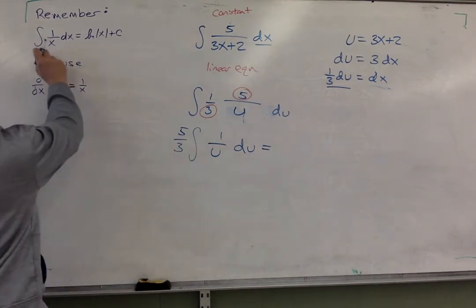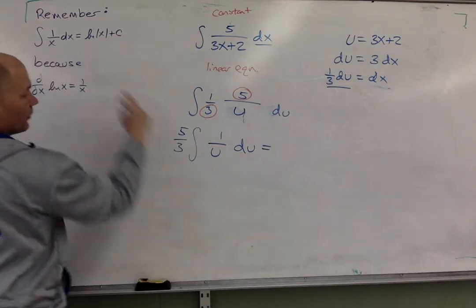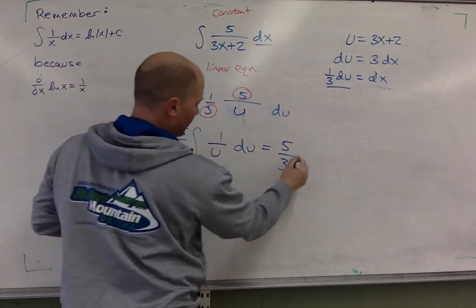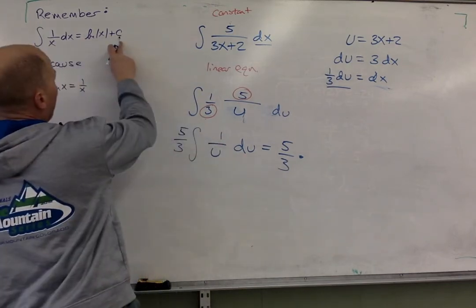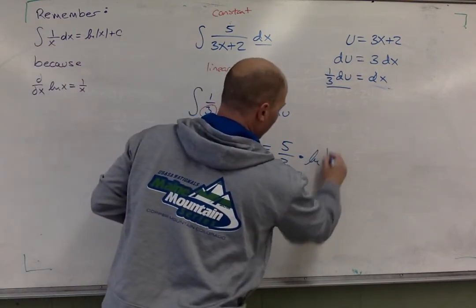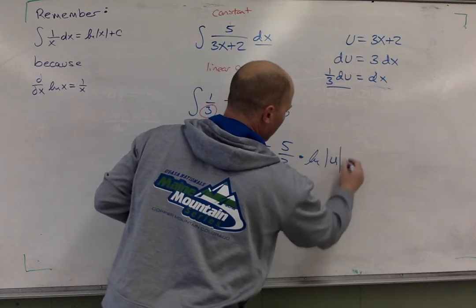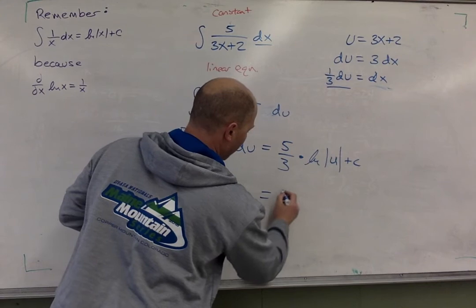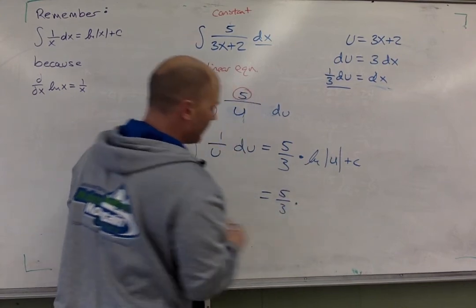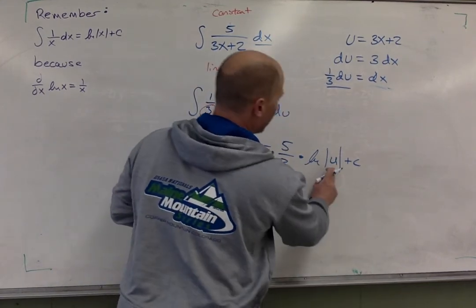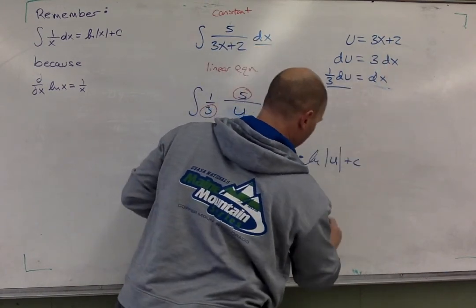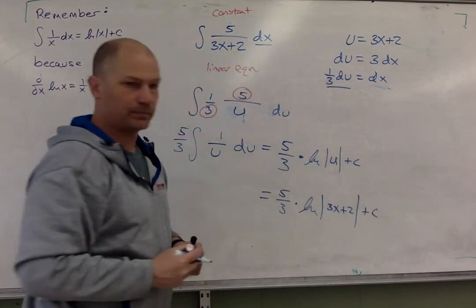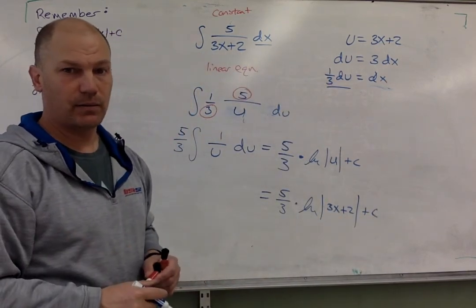So if I really want to, I can rewrite this integral as 5/3 times the integral of 1 over u du. And based off of this up here, I know that this integral, 5/3 carries out times that, ln of the absolute value of u plus c. And then I have to go back and plug it in. 5/3 times ln of the absolute value of 3x plus 2 plus c. And there we have it.